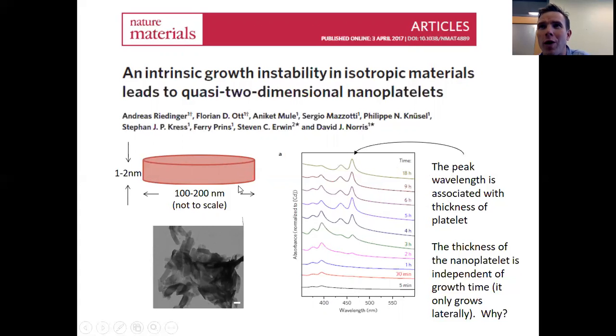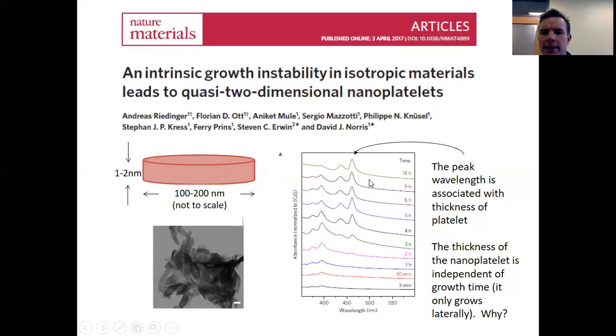We'll learn more about this in quantum next semester. But the position of this peak, the wavelength of this peak, is associated with the thickness. And what's interesting is if you look at the position of this peak over time, it doesn't move. So here's after 5 minutes of growth, you can see a little peak here. This one keeps growing in, growing in, growing in. At some point, you see some other little peak grow in, but they never move. And this is over like 18 hours of reaction.